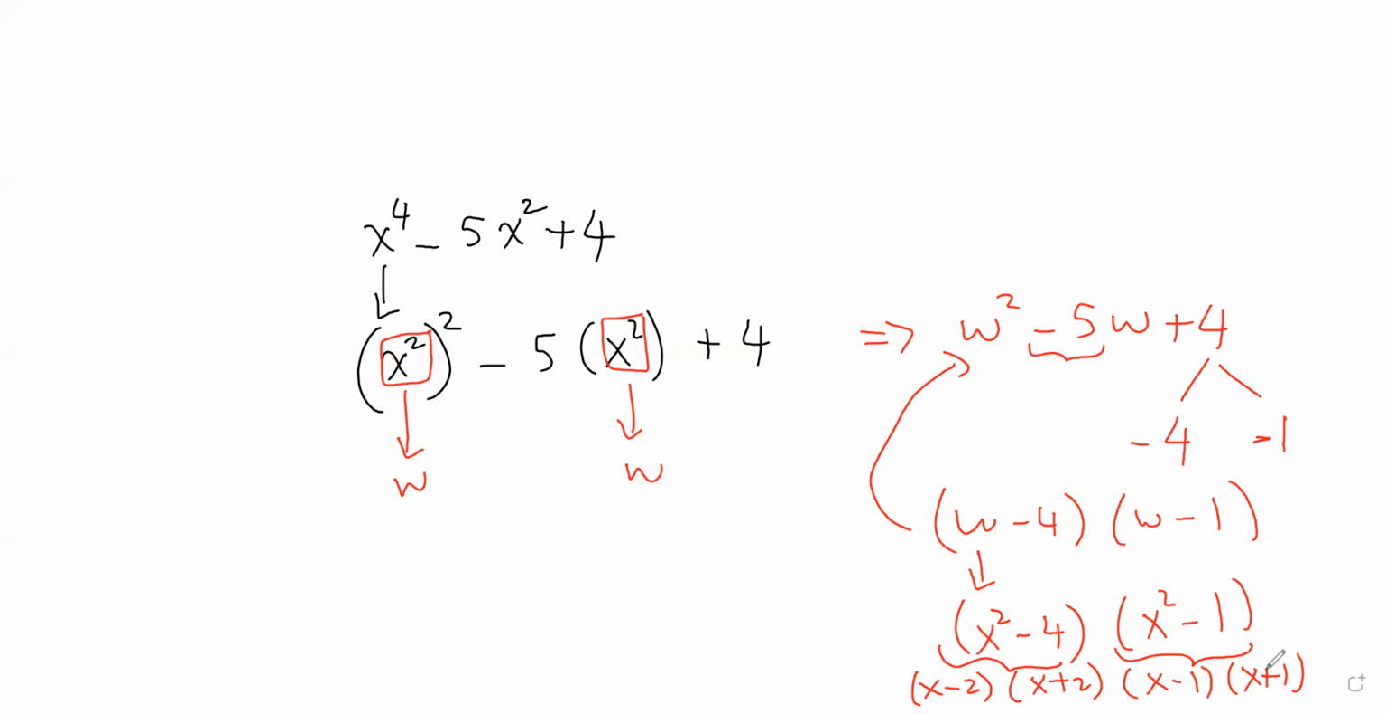So now if you look at the choices, x plus 2 is a factor, x minus 1 is a factor, x squared minus 4 is also a factor, right? That's right here. But x squared plus 1, we don't see it, right? So x squared plus 1 is not a factor. So therefore, the correct choice here should be D.